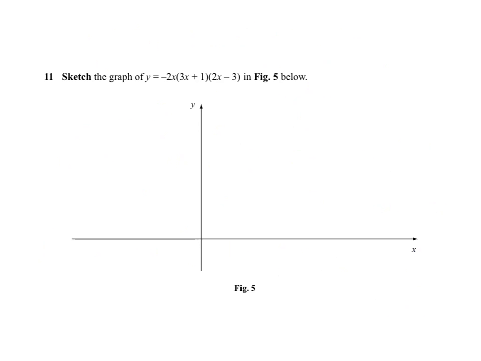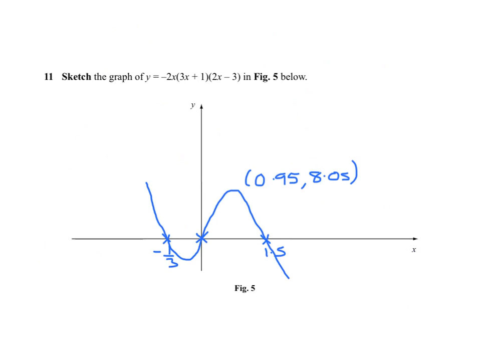To sketch the curve, I'm going to start by showing where it crosses the axis. So it crosses the axis at 0, minus 1/3 and 1.5. It's a negative cubic, so it's going to have the following shape, and I'm just going to mark on the maximum and minimum coordinates. So this is 0.95, 8.05, and this one is at negative 0.17, negative 0.56.